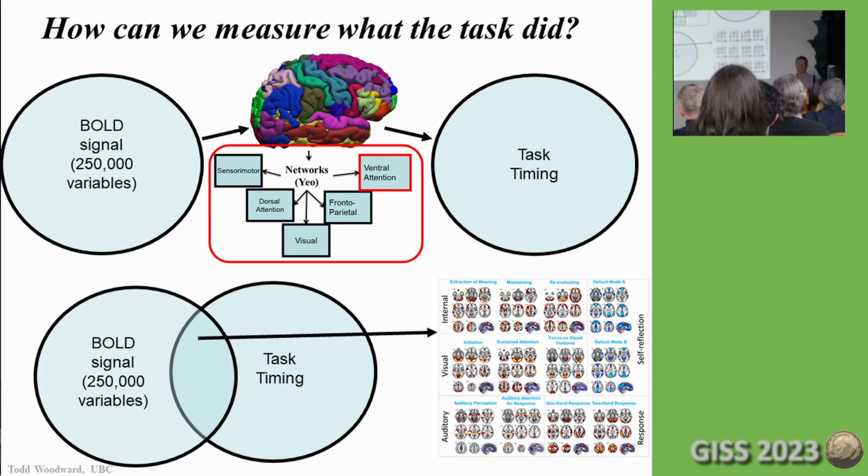And resting state is hugely complex. You do get reliable networks, but it's hard to interpret exactly what the function of them is. But if we can extract the overlapping variance between task timing and the bold signal, we can optimize the networks to be related to the task timing, and now we're guaranteed to have the best possible networks that we could compute for that particular task, or the EEG signal, or the eye movements, or whatever task timing you have.